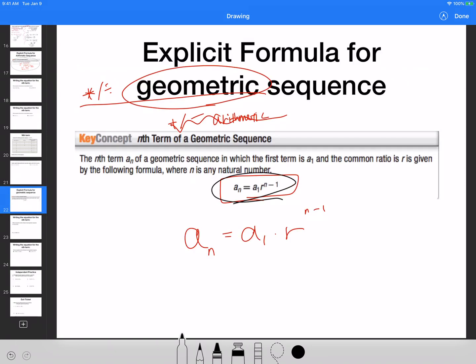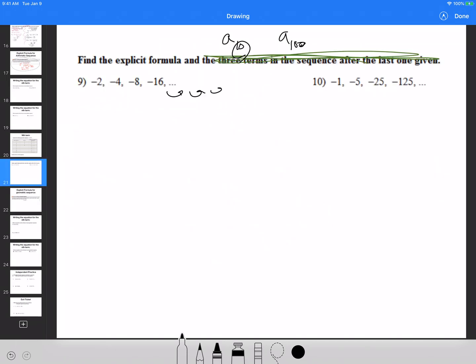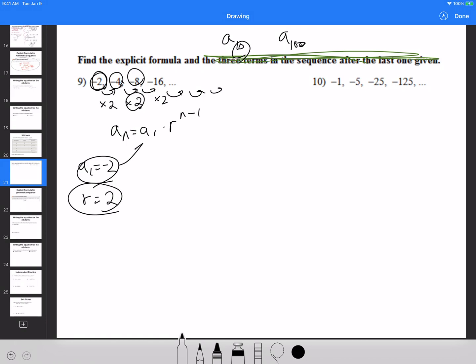Remember, guys, the formula is always this: a sub n equals a sub 1 times r to the n minus 1. Here, my first term is negative 2. My common ratio here seems to be multiplying each term by positive 2, because positive 2 times negative 2 gives you negative 4, and negative 4 times positive 2 is negative 8, and so forth. So that's 2. Now I'm going to incorporate that and say my explicit formula, I hope you got this from your quiz, is that a sub n is equal to negative 2 times 2, the common ratio, to the power of n minus 1.